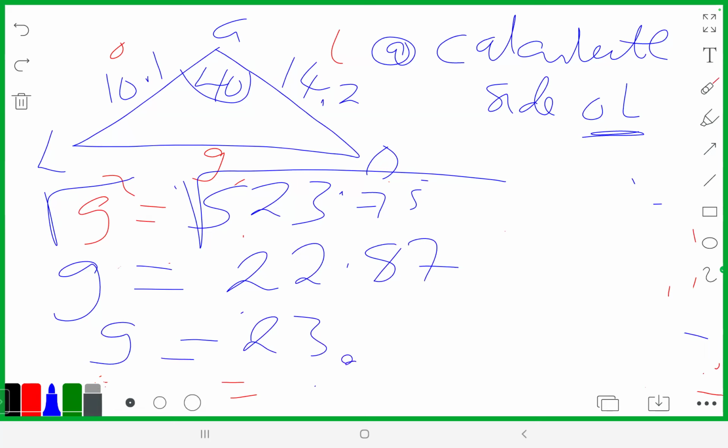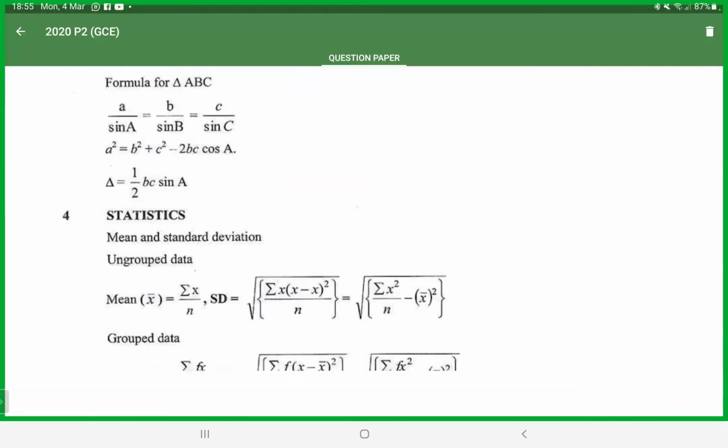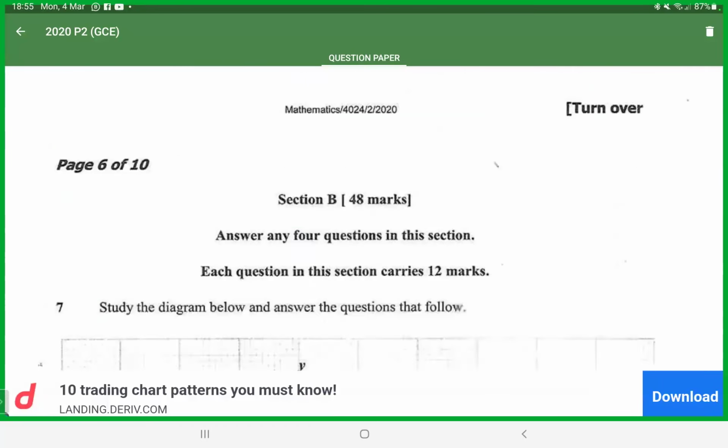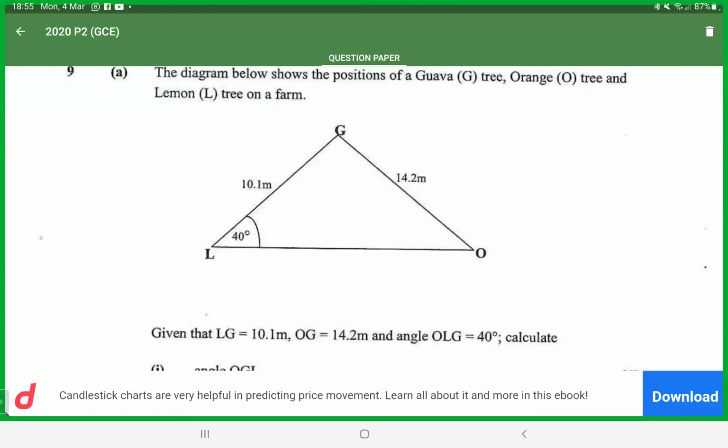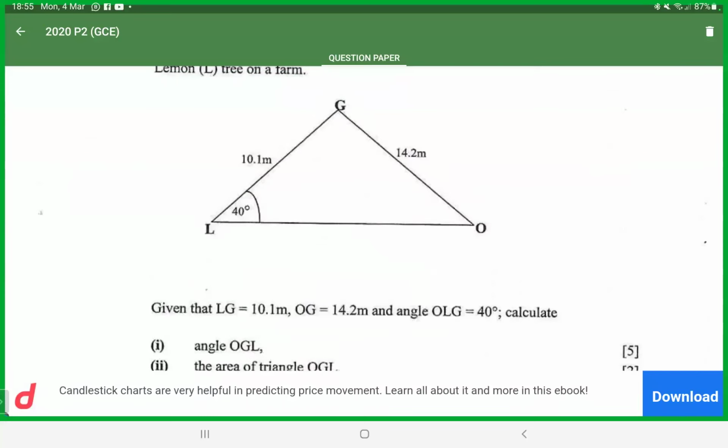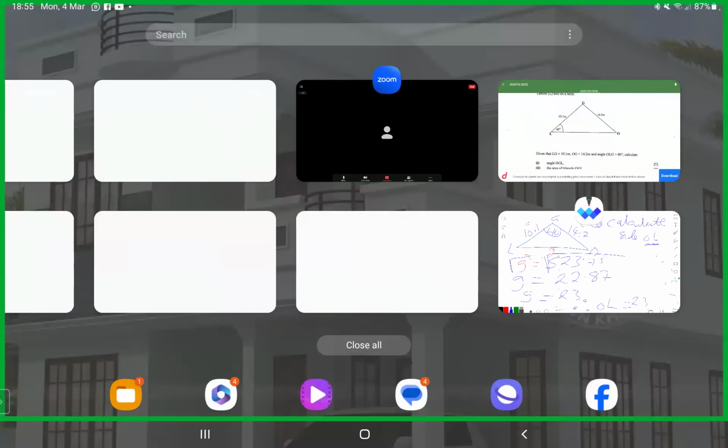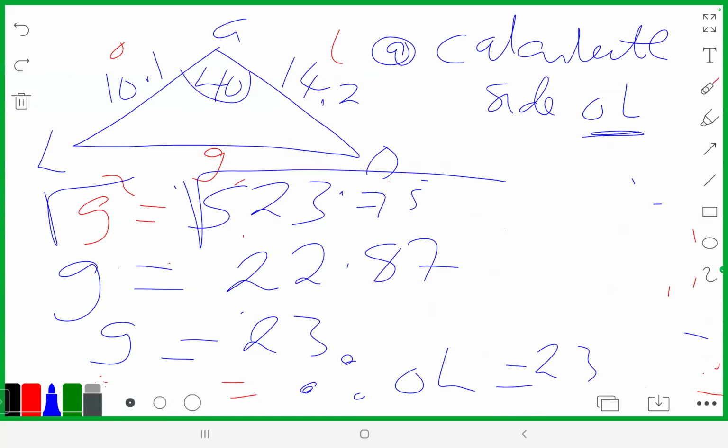Therefore OL is equal to 23. Then you check from the original question whether you have meters or centimeters. It's very important to use the units that are given. These are meters. So you can use the meters: 23 meters, like that. Simple. Did you get that? Do you have any questions?